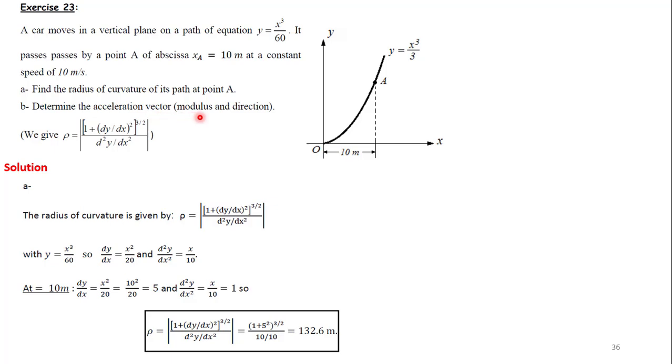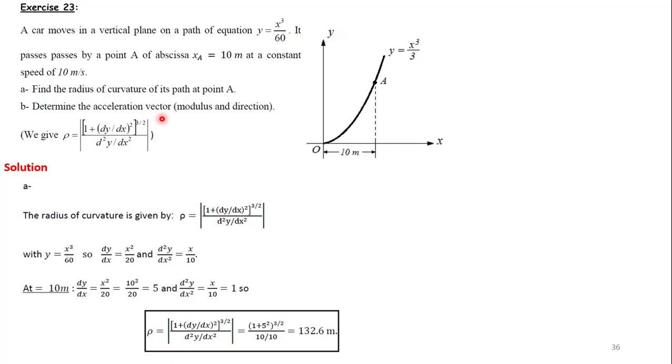In question B, we have to determine the acceleration vector. We have to find the modulus and the direction. The acceleration vector is the sum of the normal acceleration plus the tangential acceleration. Since we have a constant speed, at will be equal to 0, and the total acceleration will be just the normal acceleration.